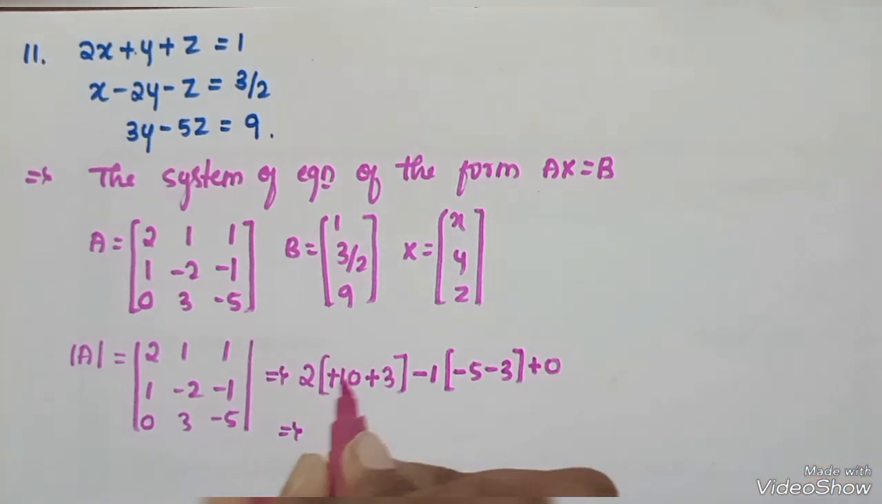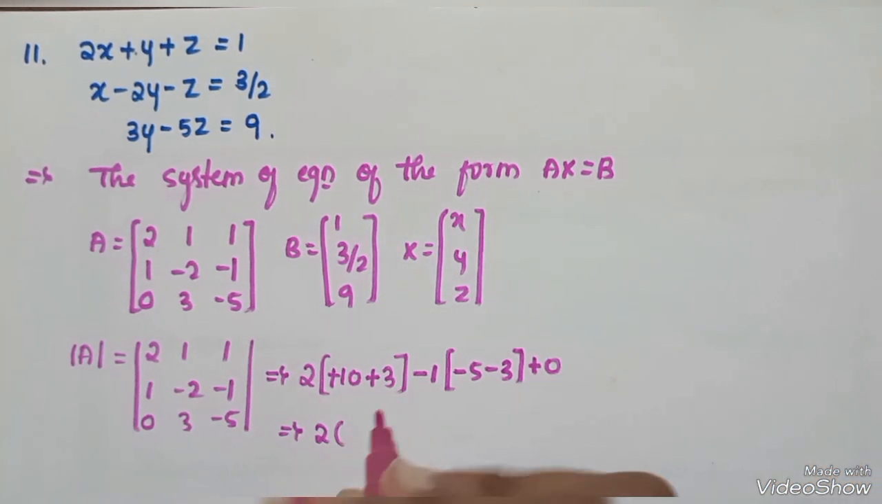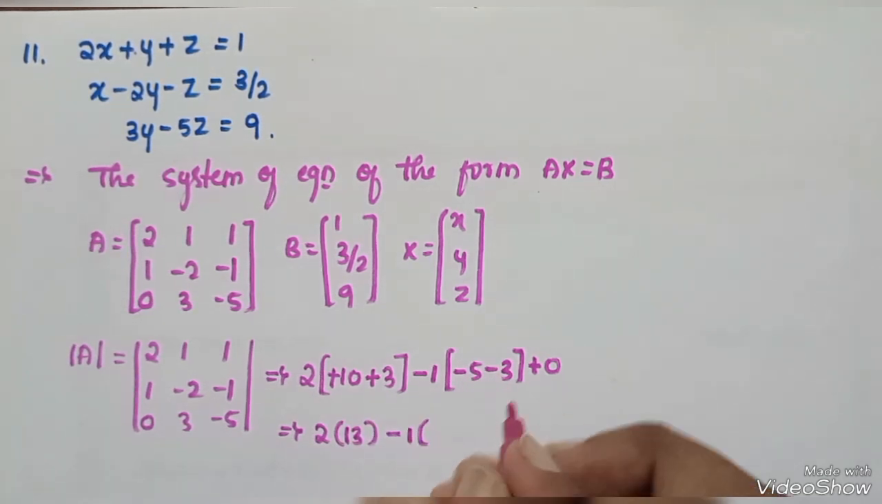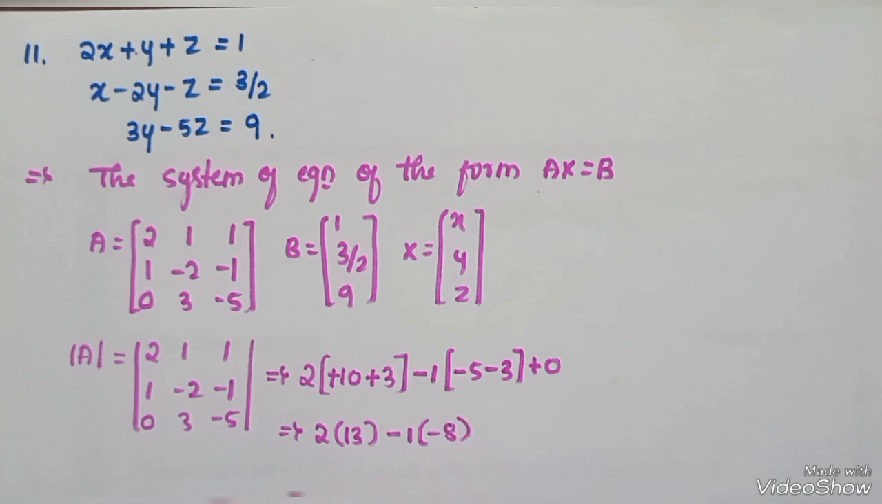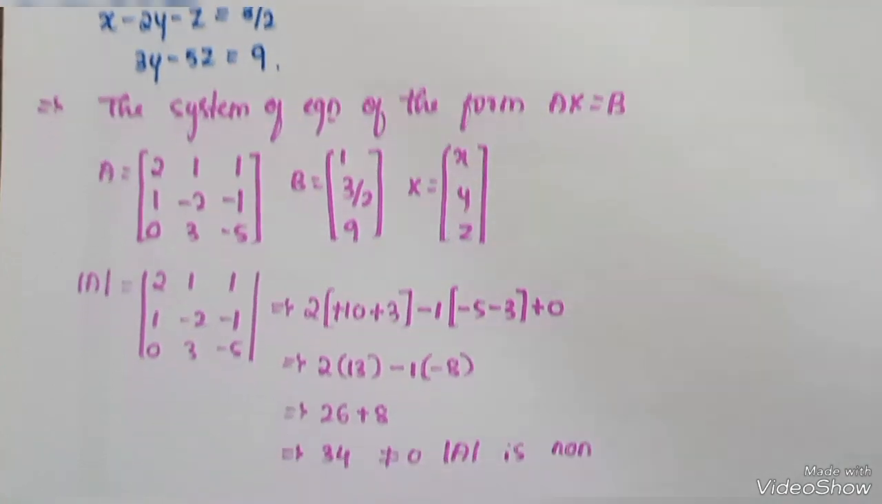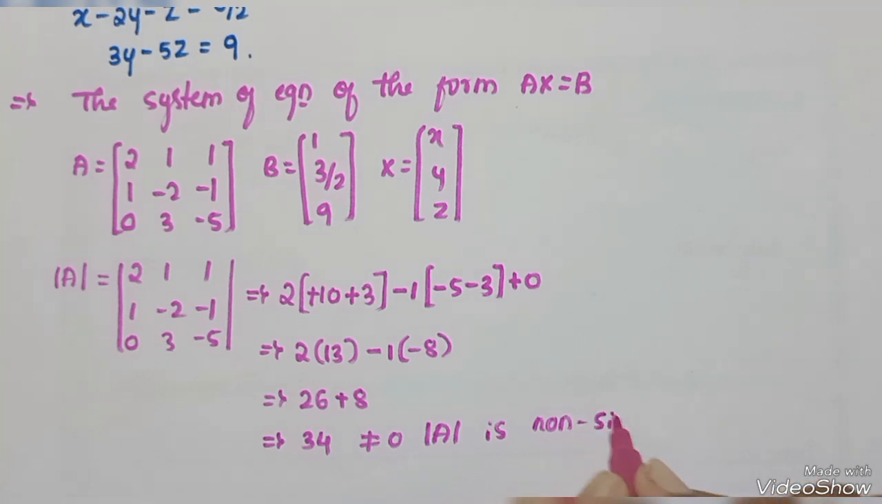The answer is 2 into 10 plus 3, 13, minus 1 into minus 5 minus 3, minus 8. 13 into 2 is 26, minus into minus plus 8 into 1, 8. 26 plus 8 becomes 34, which is not equal to 0. Therefore, determinant of A is non-singular.